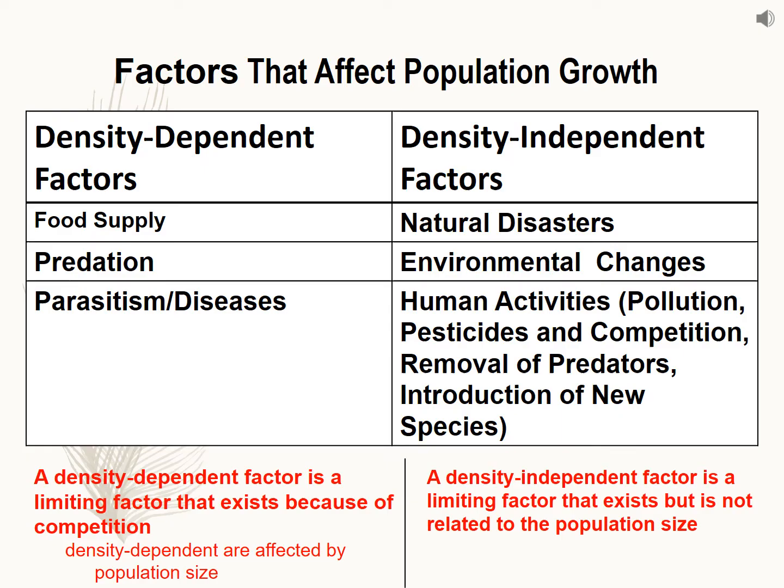So let's get specific with our limiting factors. We said limiting factors can be anything that's alive or not alive, and the point of a limiting factor is something that's going to stop the population from growing. So we have two types. The first is called a density-dependent factor. This is a factor that exists because of competition. So a density-dependent limiting factor is something that's going to have a big effect if your population is really, really big, but it's not going to have so much of an effect if the population is very small.